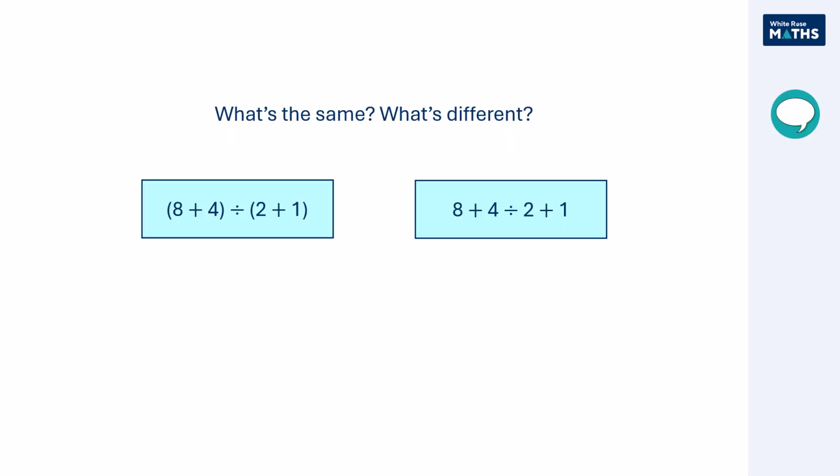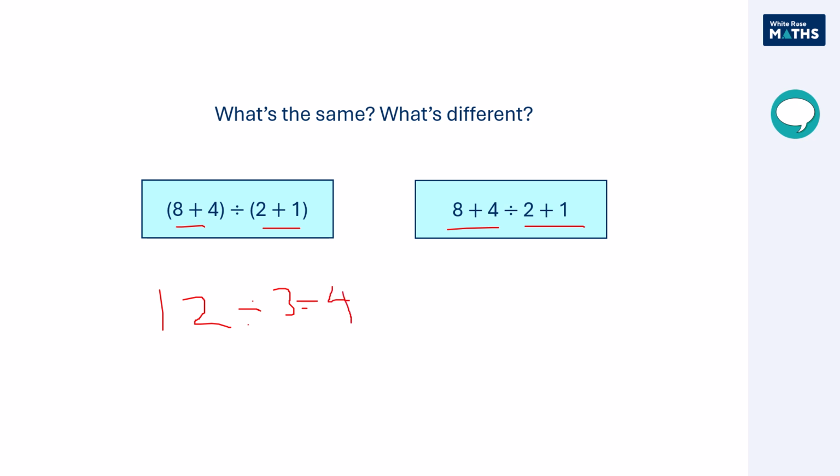Okay, next part. What's the same? What's different? Well, the numbers are the same. What's different is our order of operations using BIDMAS. So here I would do 8 plus 4, which is 12, divided by 2 plus 1, which is 3. So 12 divided by 3 is going to be 4.